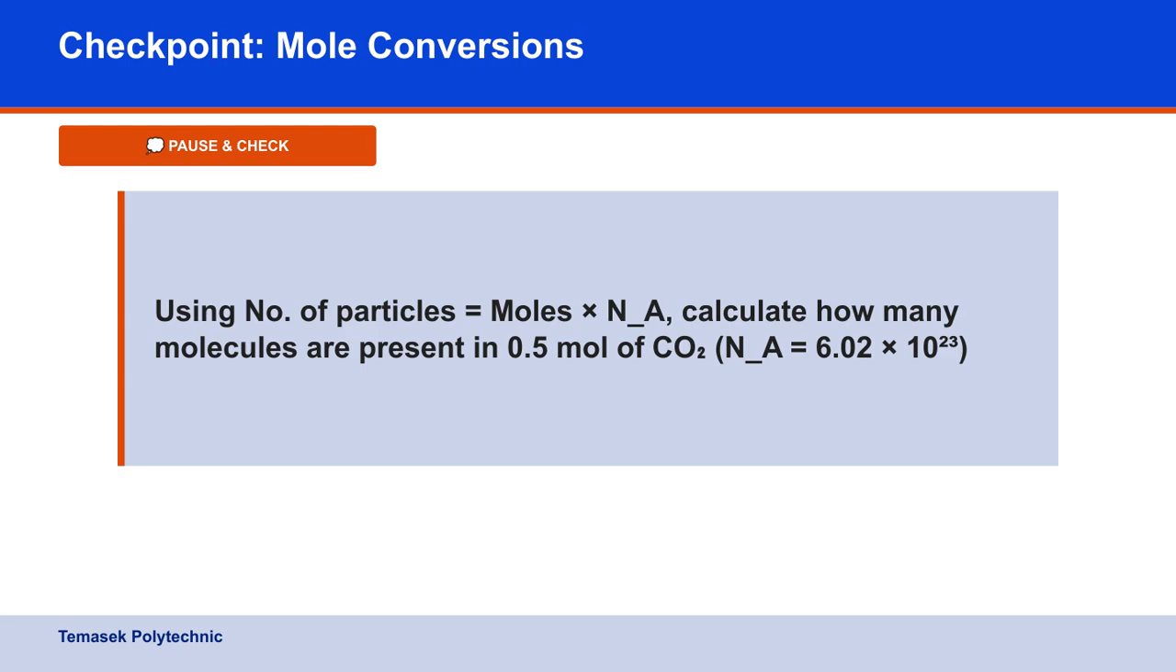A common mistake here is forgetting to multiply. Students sometimes just write Avogadro's number directly as the answer. Remember, Avogadro's number applies to exactly 1 mole, so always scale it by the number of moles you have. This result tells us that even half a mole contains an astronomically large number of molecules, which helps explain why moles are so essential in chemical and engineering calculations.